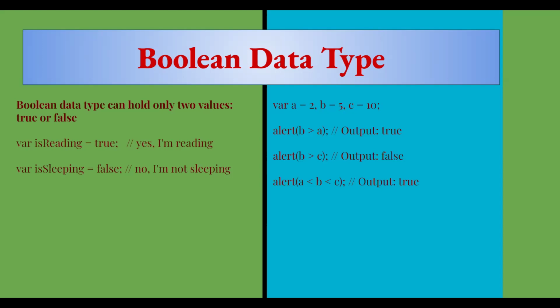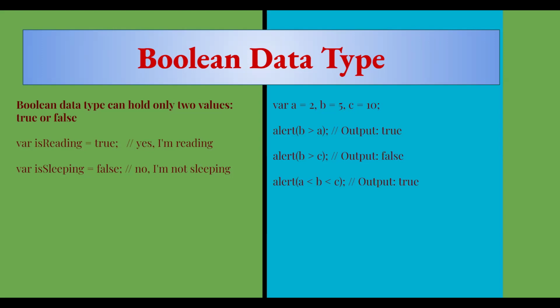Boolean values also come as a result of comparisons in a program. The following example compares two variables and shows the result in an alert dialog box. There are three variables A, B, and C. A has value 2, B has 5, and C has 10. On comparing, is B greater than A? It will return true because yes, 5 is greater than 2.